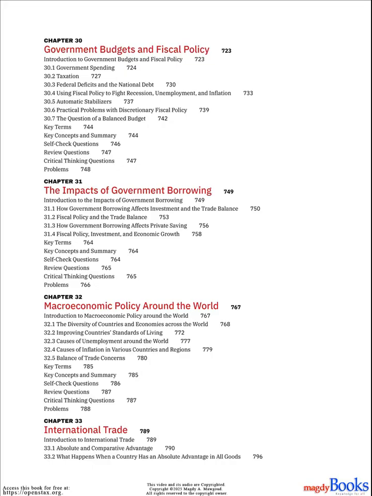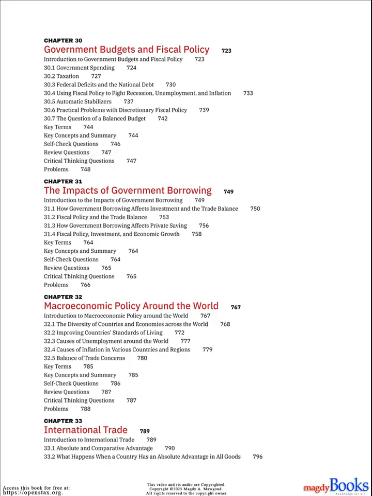Chapter 31, The impacts of government borrowing. Introduction to the impacts of government borrowing. 31.1, How government borrowing affects investment in the trade balance. 31.2, Fiscal policy and the trade balance. 31.3, How government borrowing affects private saving. 31.4, Fiscal policy, investment, and economic growth. Key terms, key concepts and summary. Self-check questions, review questions, critical thinking questions, problems.